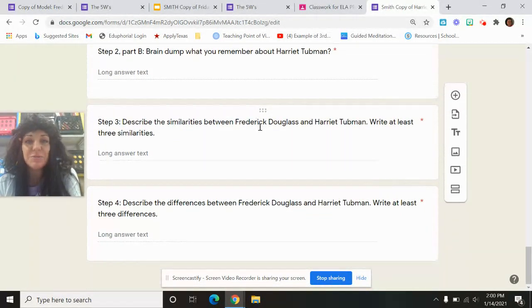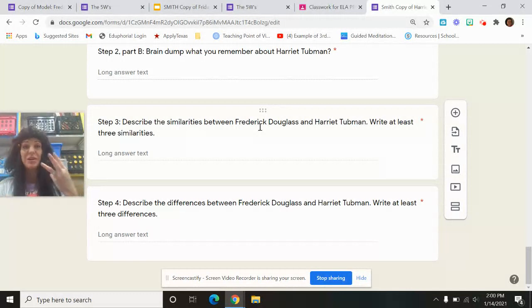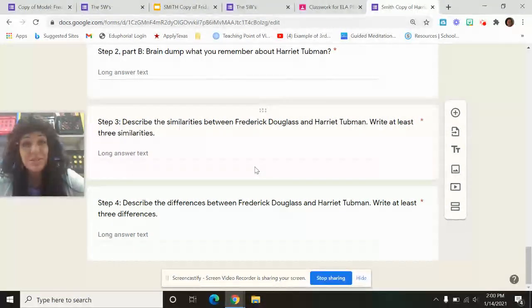Describe the similarities between Frederick Douglass and Harriet Tubman. Write at least 3 similarities. What are the 3 things that they are really similar in? Okay, almost identical. And then describe the differences between Frederick Douglass and Harriet Tubman. Write at least 3. Some of these might be tough. You know what I do sometimes? I just put myself in their shoes. I really do. I'm like, if I were Harriet Tubman and I accomplished all of these things, where would I be? What did I do? Kind of the 5 W's really. Then I can decide how I am the same and how I'm different from Frederick Douglass.